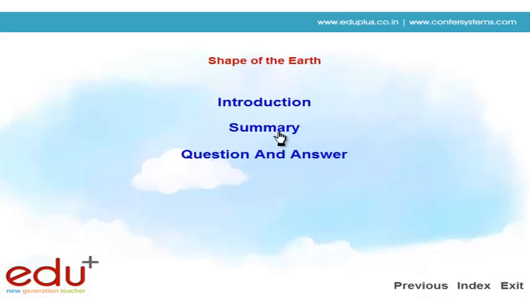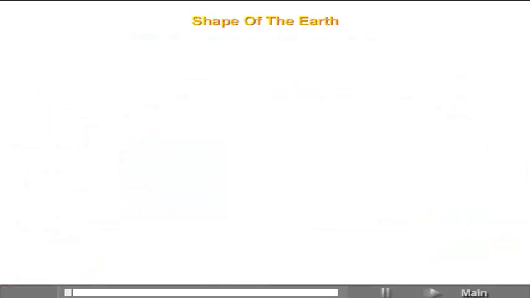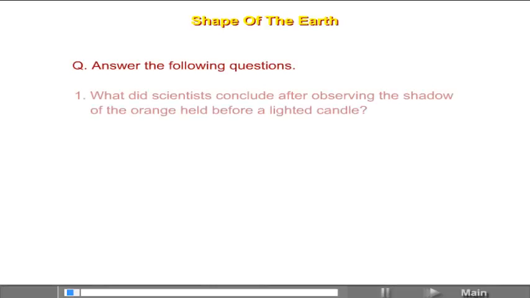After finishing the summary, we turn to the questions and answers. In these sections, we are giving you different types of questions and answers of the Shape of the Earth chapter. Chapter 1, Shape of the Earth. Answer the following questions. What did scientists conclude after observing the shadow of the orange held before a lighted candle?